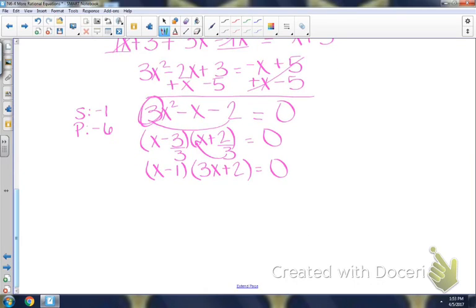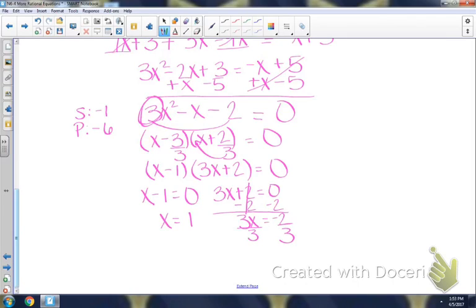Alright, so we factored. We're setting each one equal to 0. So x would equal 1. And then if you can't figure that one out, just solve for x. 3x would equal negative 2. So the other one would be negative 2/3.